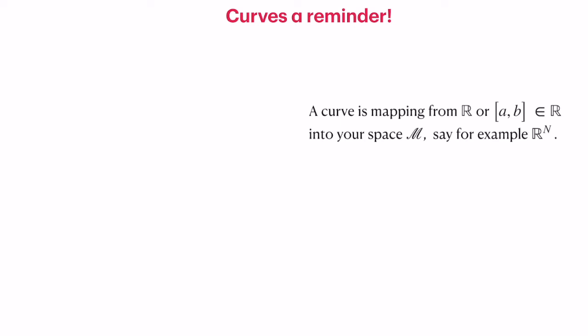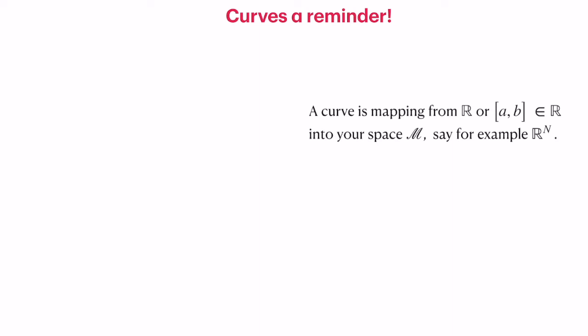Let us go ahead this time and have a quick reminder about a curve. Curves have come up again and again, and we have blindly followed them without giving a proper definition of what a curve is. A curve is basically a mapping from an interval A to B in R, which we can call a time or some arbitrary variable, lambda, theta, anything you can call, into your space.